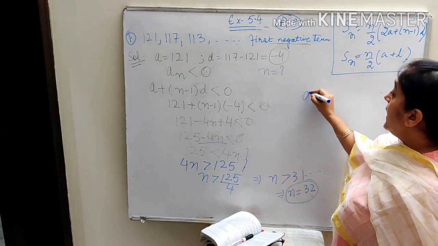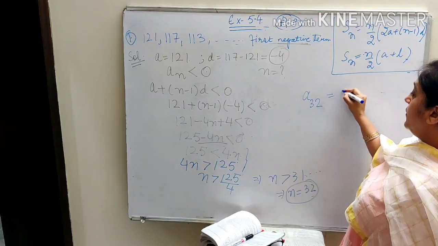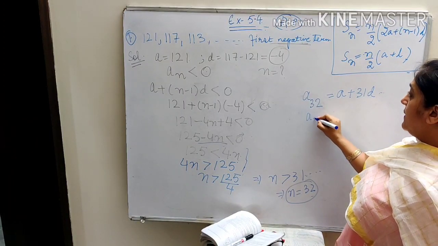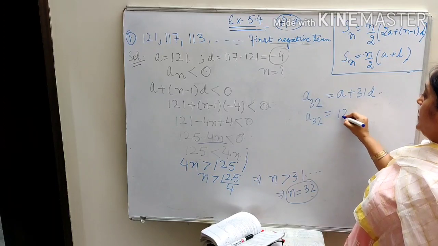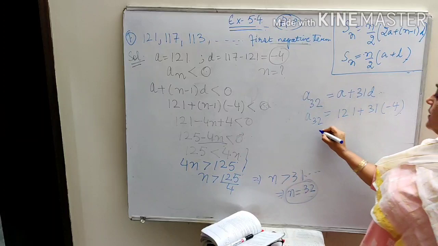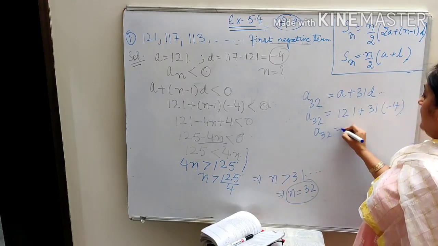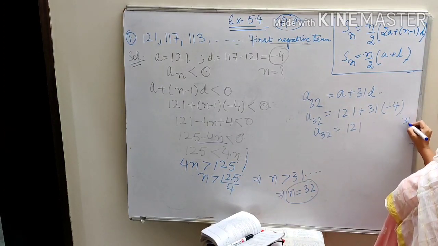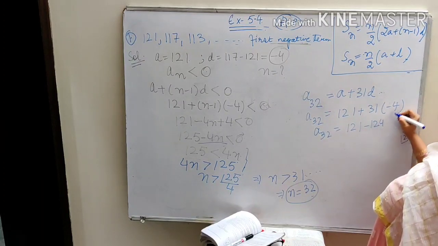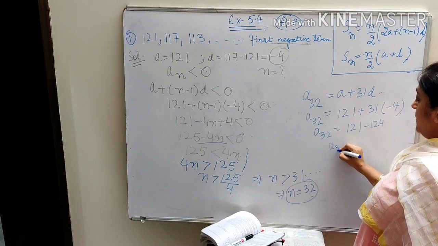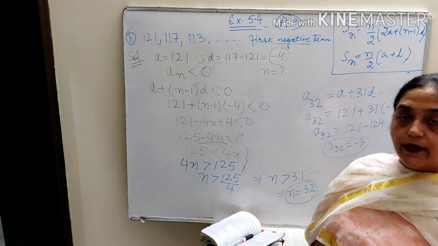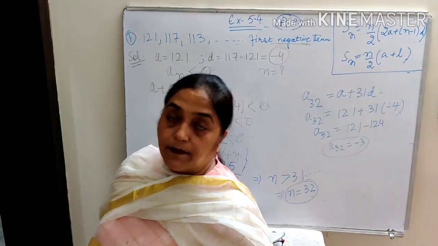Let us find a32. a32 will be a plus 31d, right? So my a32 comes out to be 121 plus 31 into minus 4. So what is a32? a32 comes out to be 121 minus 124. So a32 comes out to be minus 3. So what is my first negative term? It is minus 3.